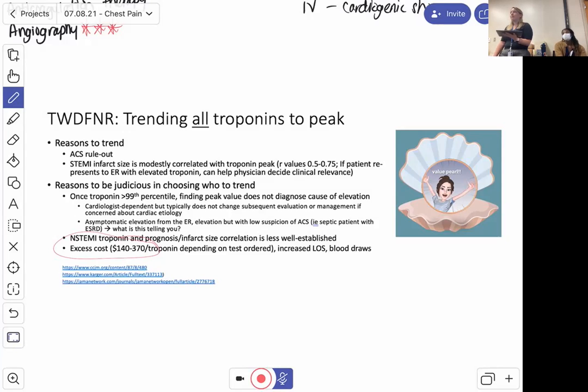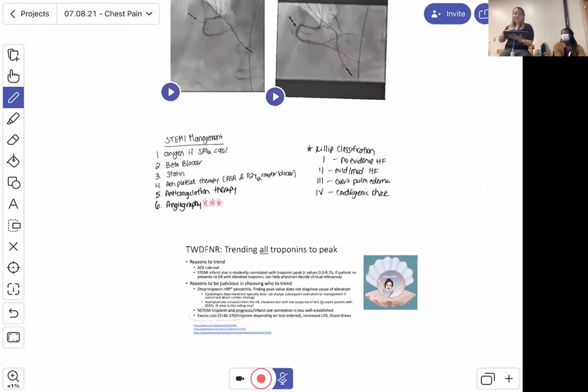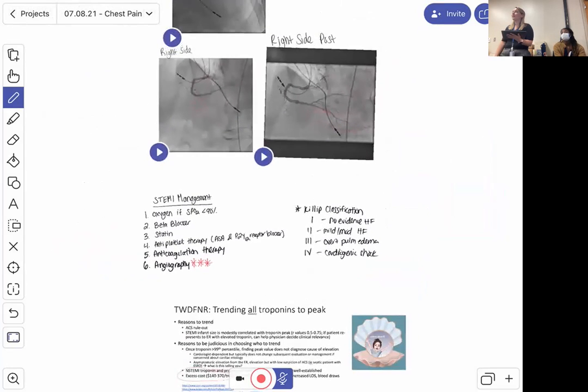Questions on today's talk? Okay, so now you guys will know the difference between NSTEMI and STEMI. You guys have seen some cardiac cath lab films to get a good handle on where the lesions are actually occurring. We reviewed our NSTEMI and STEMI management. Any questions at all, please feel free to ask and let me know.